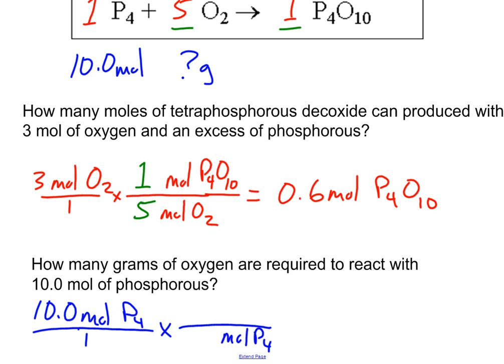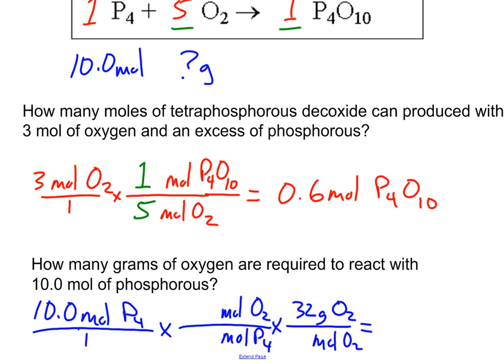Now, the balanced equation can get us from moles of phosphorus to moles of oxygen. And then it's just a matter of knowing where we are in this mole map area, and realizing that if I get to moles of oxygen, I can then very easily convert to grams of oxygen, because I know that a mole of oxygen molecules here would be 2 times 16, or 32 grams of oxygen.